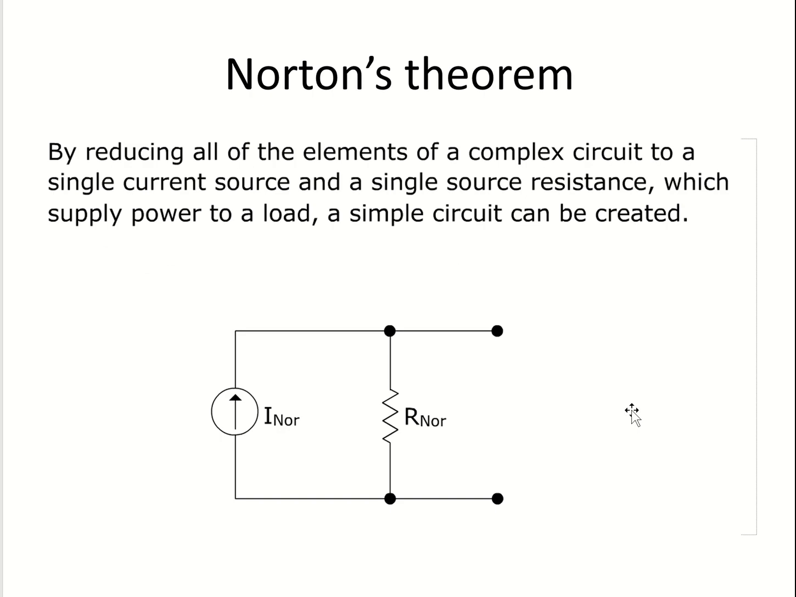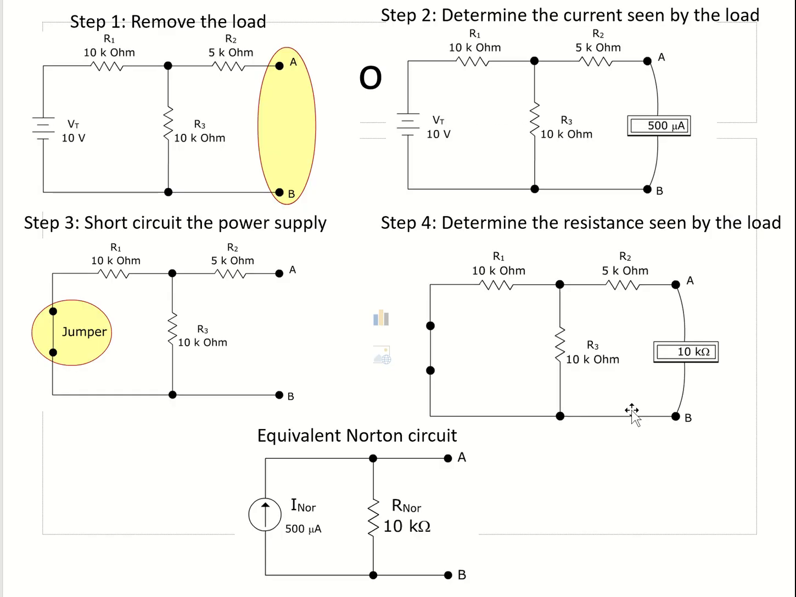After Thevenin, we have Norton's theorem. By reducing the elements of a complex circuit to a single current source and a single source resistance which supply power to the load, a simple circuit can be created, which is Norton's circuit. Norton's theorem states that any linear circuit can be simplified to an equivalent circuit consisting of a single current source and parallel resistance that is connected to a load.